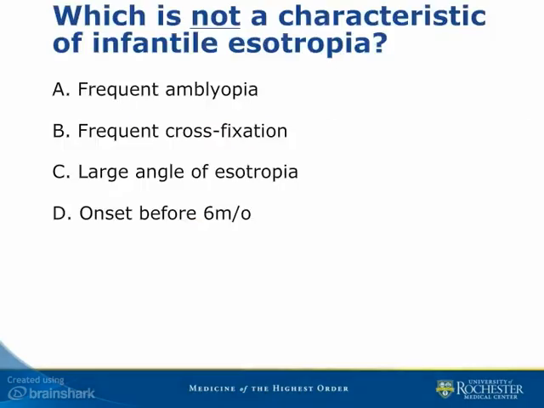Final test question number 1, which is not a characteristic of infantile esotropia? A, frequent amblyopia, B, frequent cross-fixation, C, large angle esotropia, or D, onset before 6 months of age? Pause, consider your answer, and I'll be back in a second.